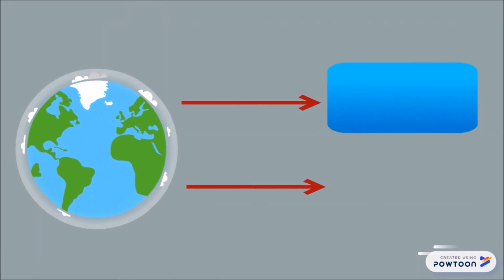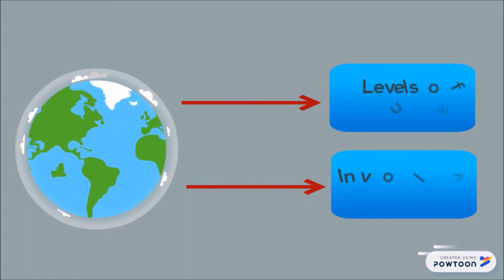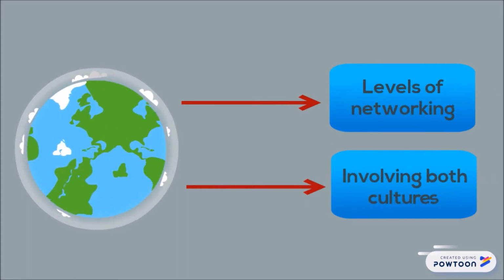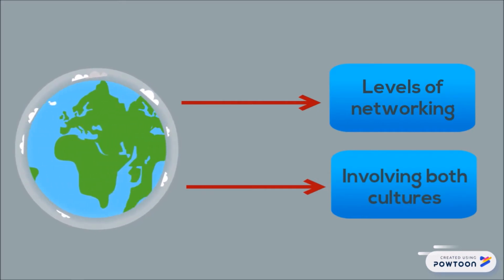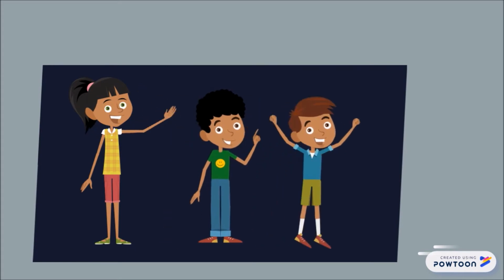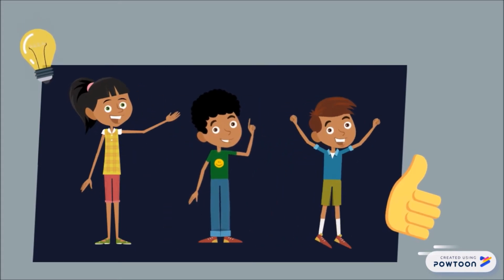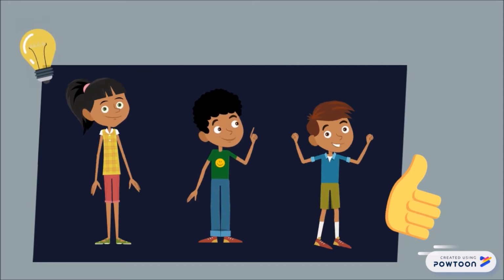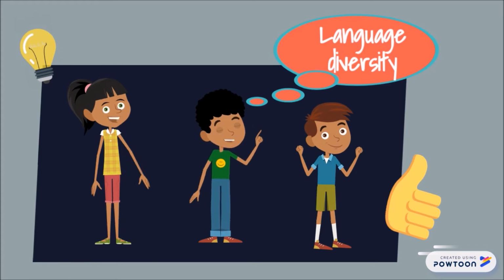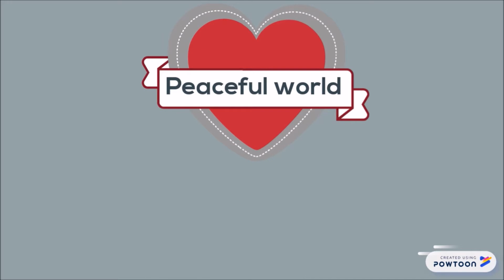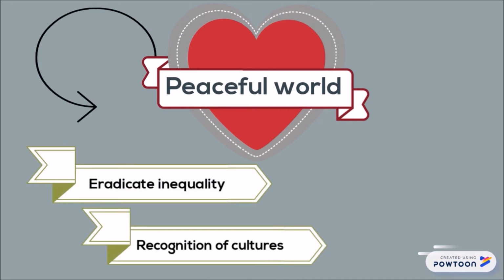Globalization has lots of meanings. First, it refers to the levels of networking. The connection determines the relations a region has with another region involving both of their cultures. A language should not substitute another one in society, even if the language is not as popular as the other one. This is what we call language diversity, and we need to encourage children to keep this ongoing. In order to create a peaceful world between different cultures, we need to eradicate inequality, making finally possible the recognition of other cultures starting by our own.